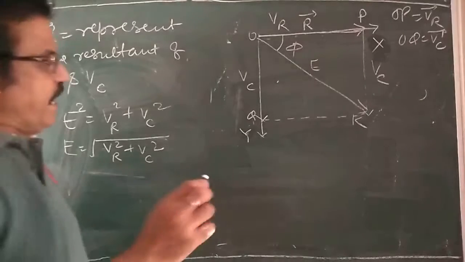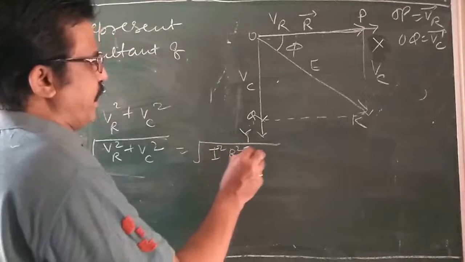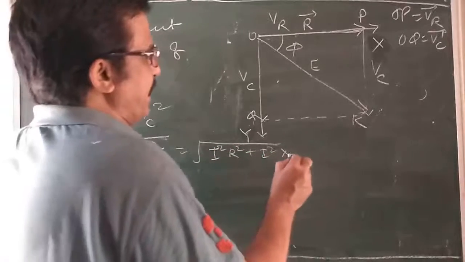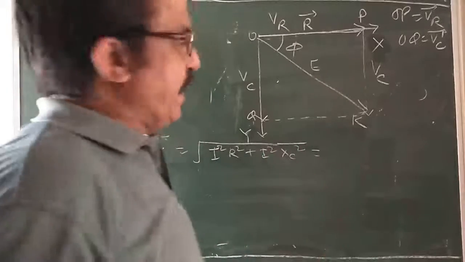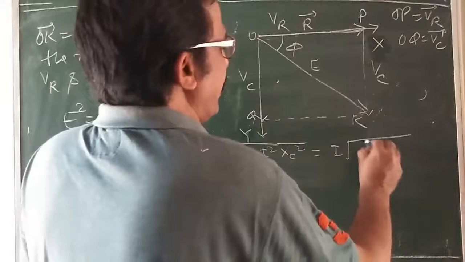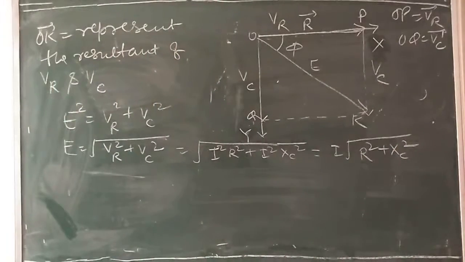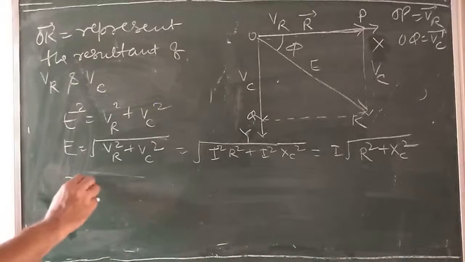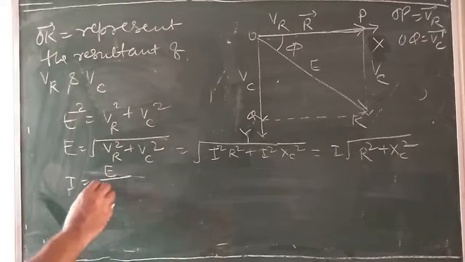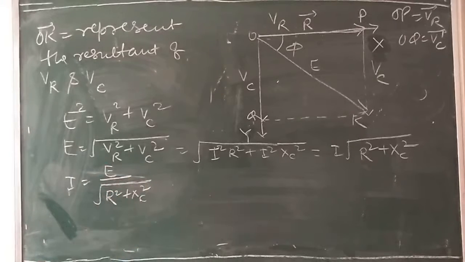So dear children, write here the value of VR, that is I square R square plus I square XC square. If we take I common, here would be R square plus XC square. So E comes out to be this one. With the help of I, I can write here I equals E upon the square root of R square plus XC square.